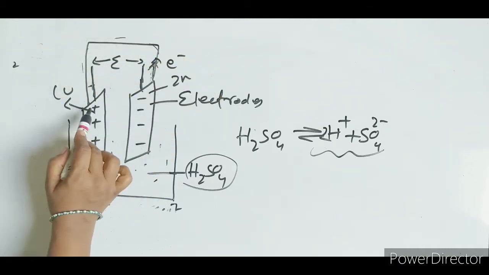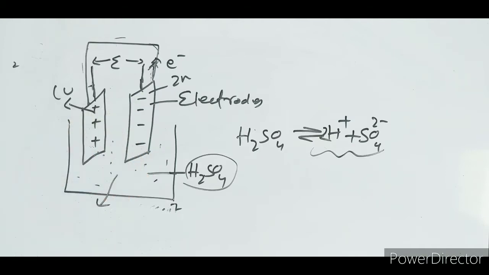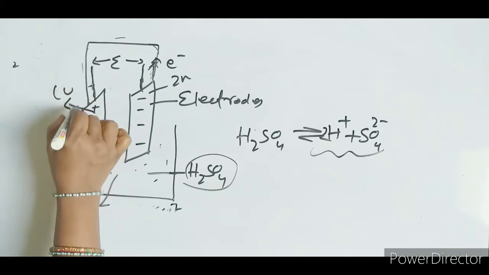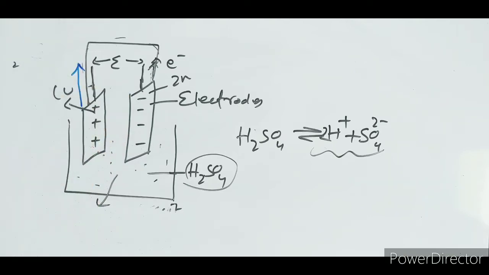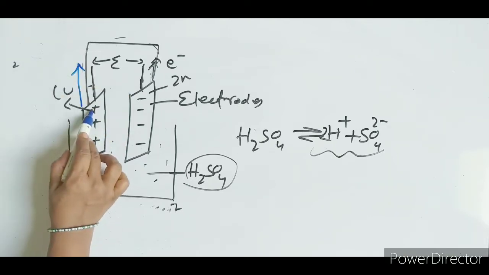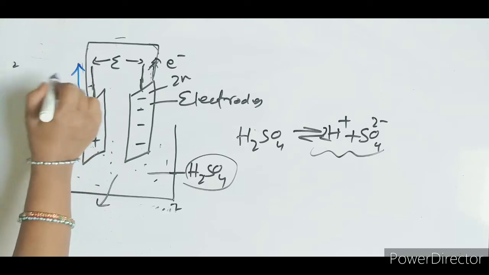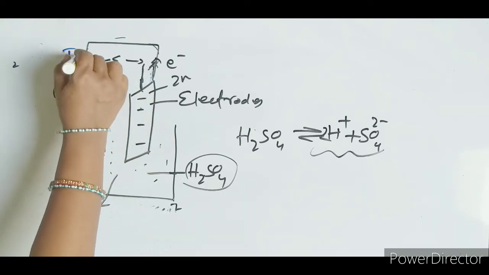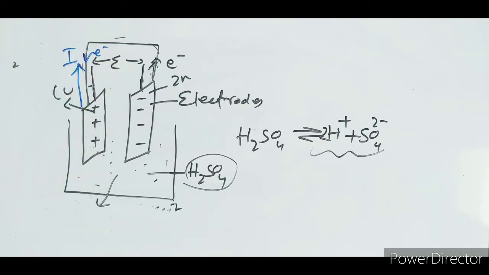But current flows from the positive terminal to the negative terminal. So what can we write here? This current will move in this direction. The current direction will be this way, because this one is the positive and this one is the negative. This will be the direction of current, and we know the direction of current and the direction of electron are opposite to each other. Clear?